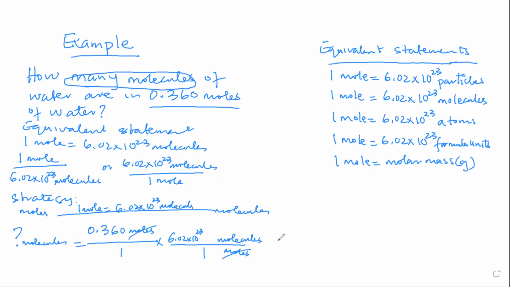And that will give 0.360 times 6.02 times 10 to the 23 molecules, which will be equal to, try to use your calculator, 2.17 times 10 to the 23 molecules. 3 significant figures. That's an example, here we went from moles to molecules.